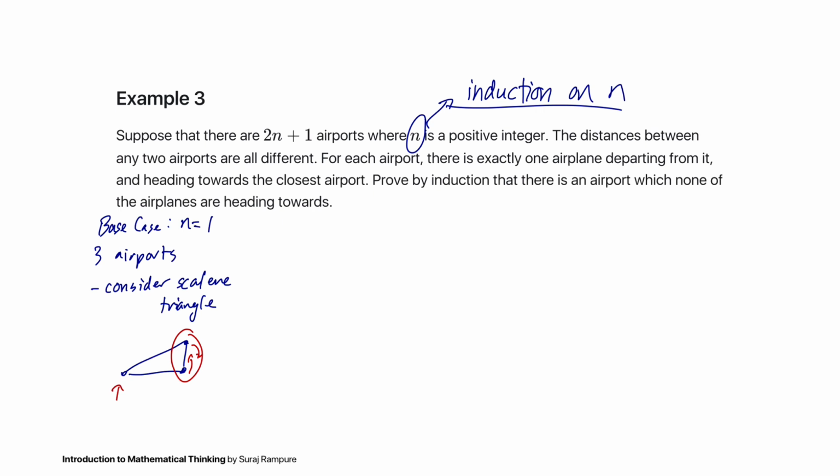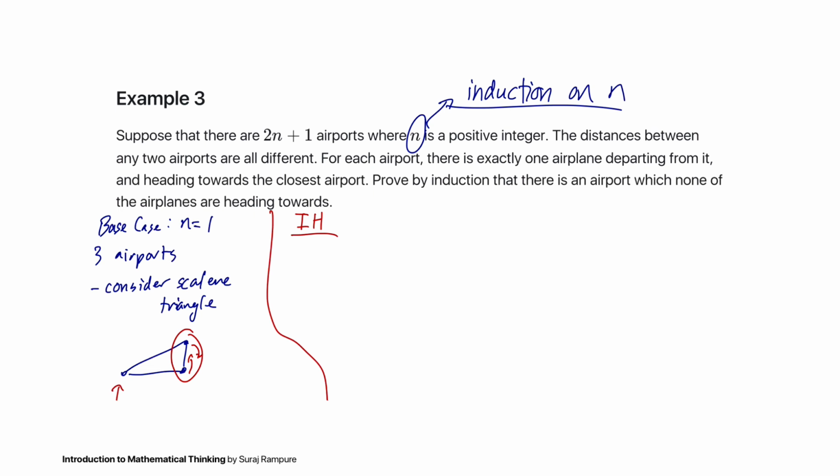Just think of it as a triangle with all side lengths being unique. By default, if you have 3 different side lengths, one of them has to be the smallest. And the 2 points that are on either side of the smallest line segment send airplanes to one another. So that third point has no incoming plane. Sound good? Okay. Now what's my induction hypothesis?